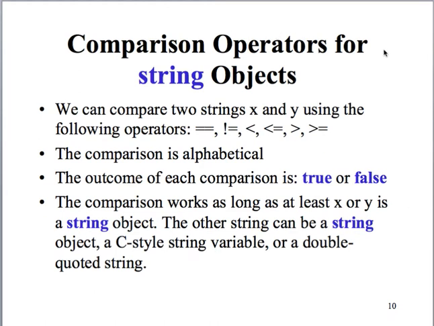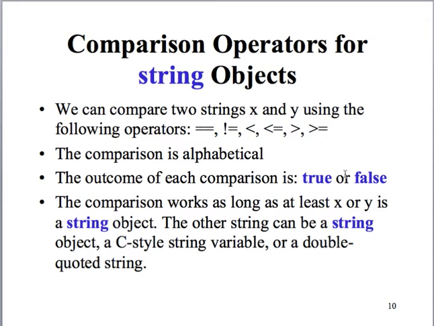We can also do comparisons on string objects, and we use the same basic comparison operators that we use for values, numbers, integers, etc. So we can use equal equal, that's actually a double equal sign, looks kind of run together here. Not equal, less than or equal to, greater than or greater equal to, etc. The comparison, however, is alphabetical. So, A is less than B is less than C, etc.